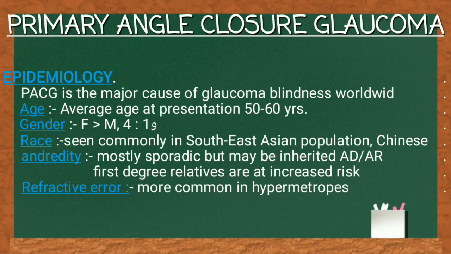Primary angle closure glaucoma has another name, acute congestive glaucoma. It most commonly affects females more than males, and the average age at presentation is 50 to 60 years. It most commonly affects Chinese people, and it may be inherited as autosomal dominant or autosomal recessive, but most commonly it is sporadic. It most commonly affects eyes with refractive error in the form of hypermetropia.